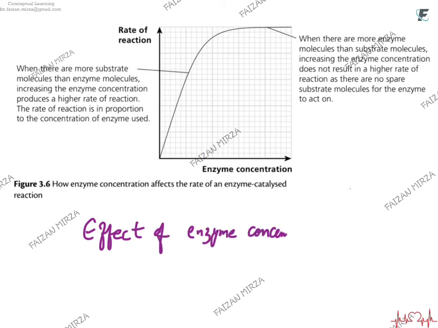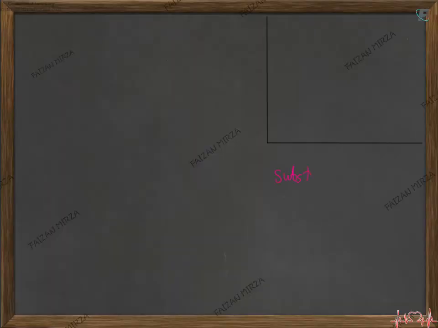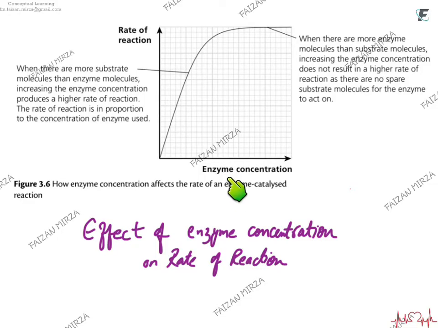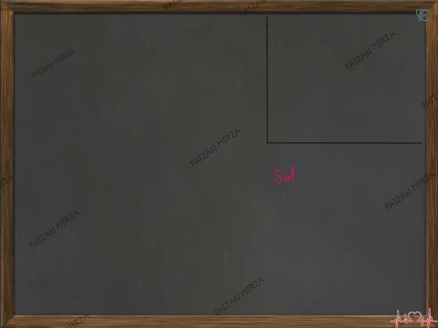So if you increase the enzyme concentration or substrate concentration, they both follow the same kind of graph. You increase the enzyme concentration, the rate of reaction is very fast initially, and then the rate of reaction starts to slow down. If you are taking enzyme concentration on the x-axis, then eventually the substrate concentration will become the limiting factor. And if you are taking the other kind of graph where you take the substrate concentration here, you will see that the enzyme concentration will become the limiting factor.